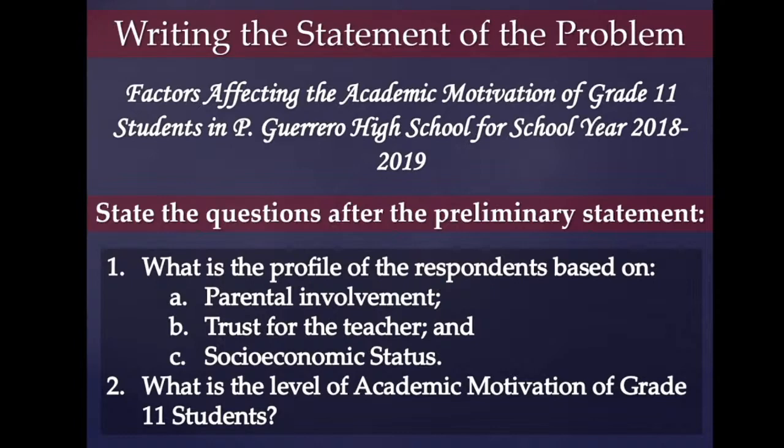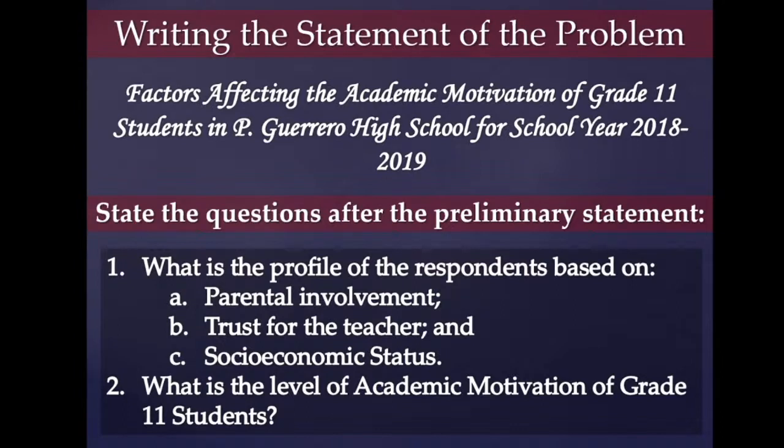Remember, consistency. Which variable is the first one stated in the research title? Look again at the research title, class. Factors affecting the academic motivation of grade 11 students in P. Guerrero High School for school year 2018-2019. So which variable is the one stated first in the research title? Comment your answer on the comment box.